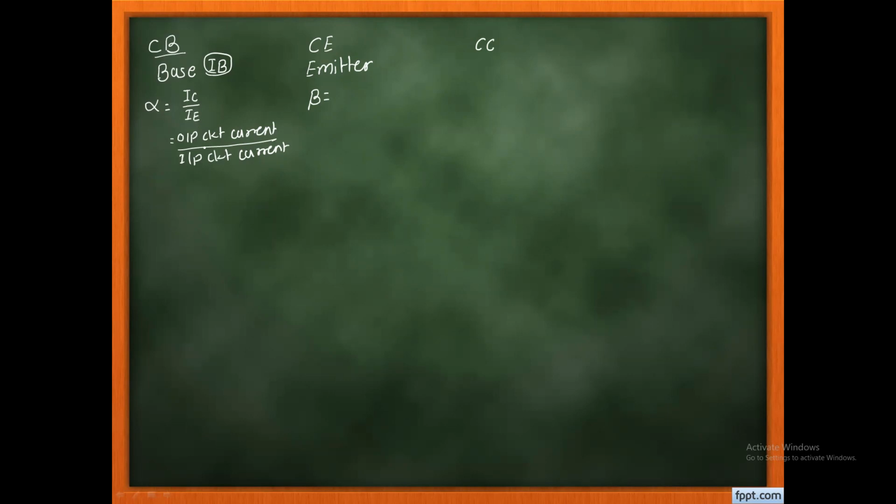Now, according to the equation of emitter current, which is always equal to base current plus collector current, the denominator part is always greater than the numerator part in alpha, so the value of alpha is always less than 1. Get it, my friend? That's why the common base configuration is not widely used for current amplification. Now see what happens in the common emitter configuration.